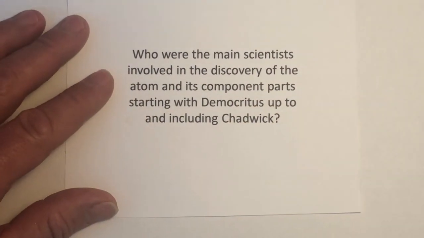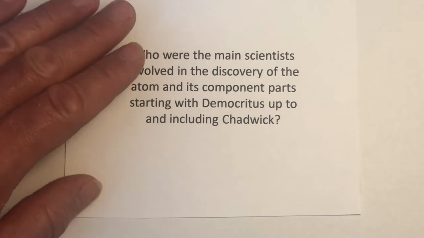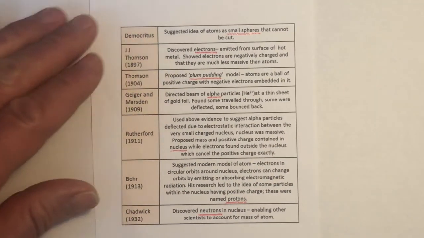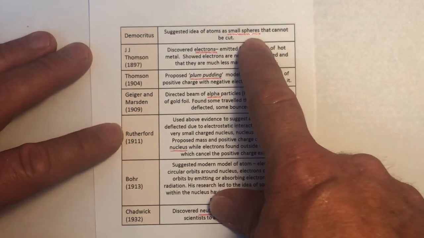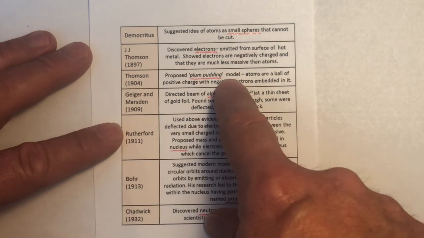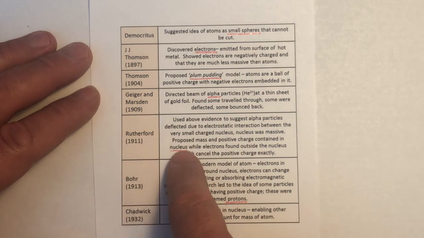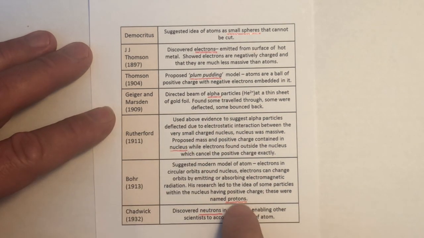Who were the main scientists involved in the discovery of the atom and its component parts, starting with Democritus up to and including Chadwick? Democritus, small spheres. J.J. Thomson, electrons. Thomson, plum pudding. Geiger, alpha particles. Rutherford, nucleus. Bohr, protons. Chadwick, neutrons.